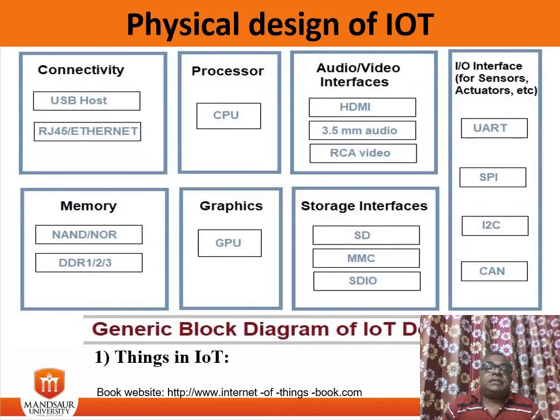This diagram is the physical design of IoT diagram. This picture shows the generic block diagram of an IoT device, and it may consist of several interfaces for connections to other devices. So IoT devices have input output interfaces for sensors. Similarly, internet connectivity, storage and audio video.